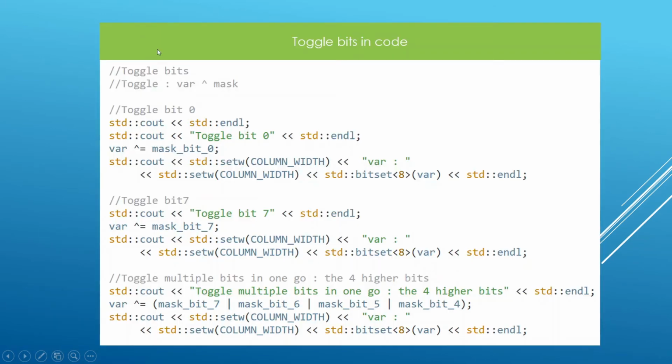And again, we can do this in C++ by doing exactly the same operations. We are going to XOR with the mask of interest, and the result is going to be stored back in var, and we can print it out. Okay, we have seen a lot of operations. I think it's time we went to Visual Studio Code and actually saw this in action.